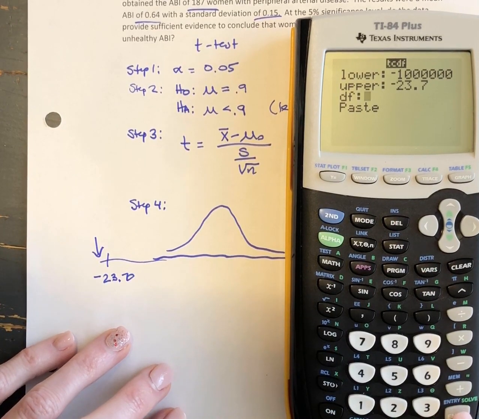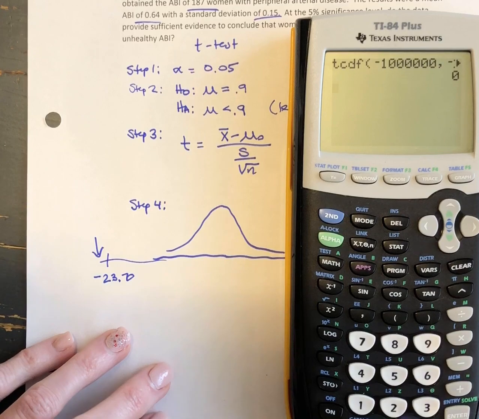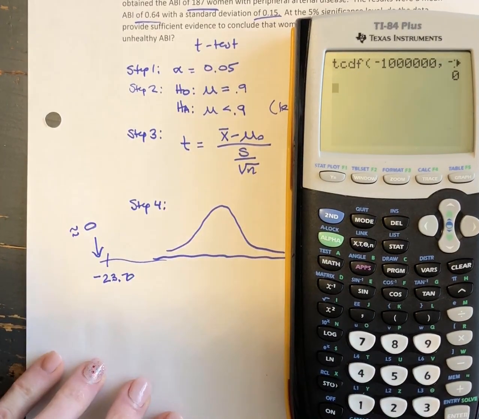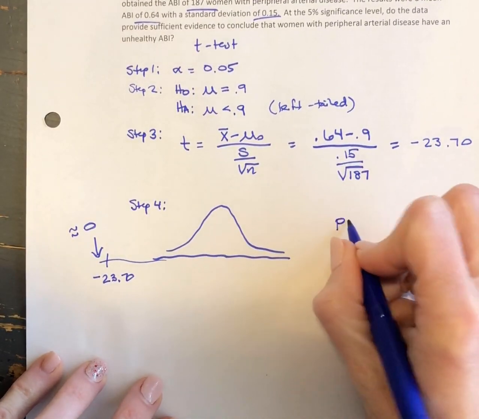Our degrees of freedom, remember, is a sample size minus 1, so that'll be 186 in this case. And it tells us that that is essentially 0. It's not really 0, but it's 0 to 4 decimal places, so we're just going to use essentially a p-value of 0.